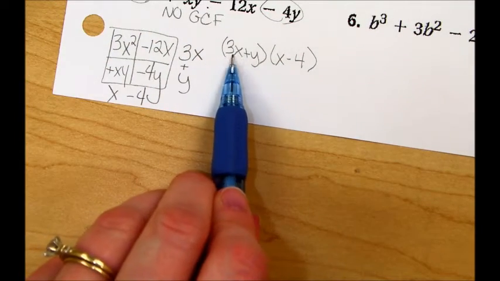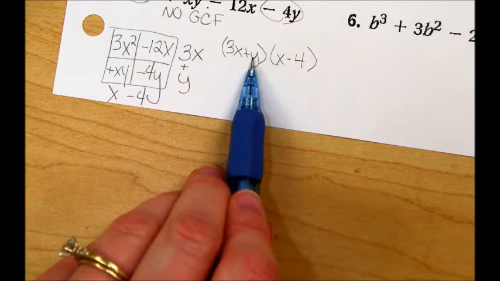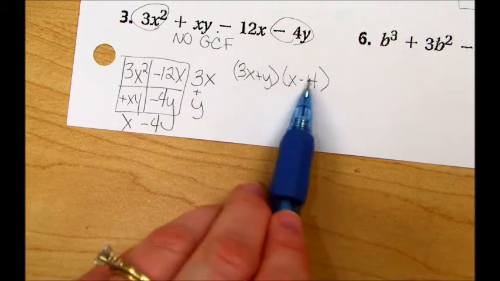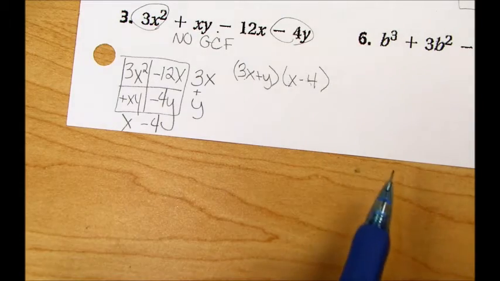For example, this would be 3x squared when you distribute. This would be xy, so we're checking it out. This would be a negative 12x, and this will be a negative 4y.